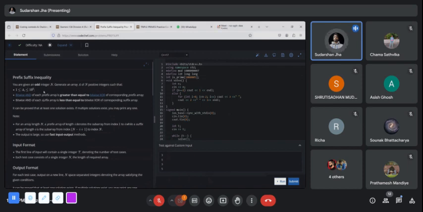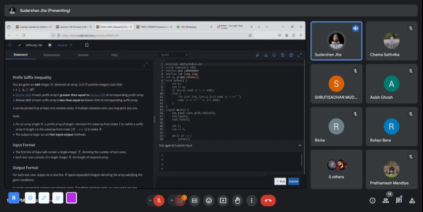So you are given an odd integer n. Generate an array A of n positive integers such that A of i lies between 1 and 10 raised to 5 inclusive, and the bitwise AND of each prefix array is greater than or equal to the bitwise XOR of the corresponding prefix array. Similarly, the bitwise AND of each suffix array is less than or equal to the bitwise XOR of the corresponding suffix array. You can prove that at least one solution exists. So this is problem number 4.